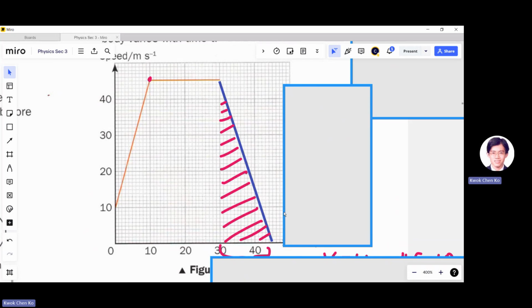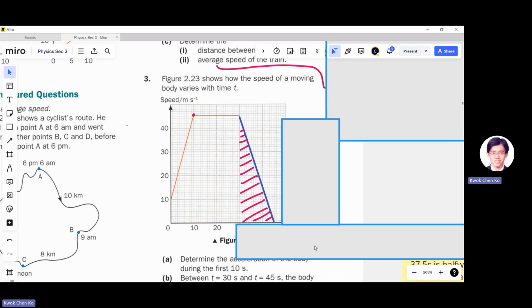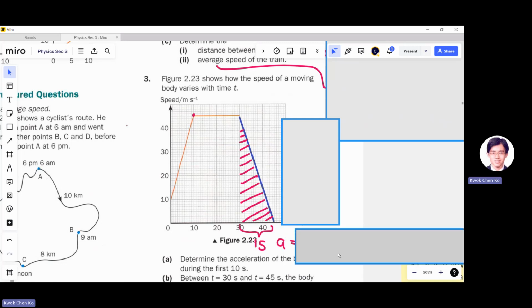The distance is half times 45 times 15. You should know this one, basic area of a triangle. The answer is 67.5.